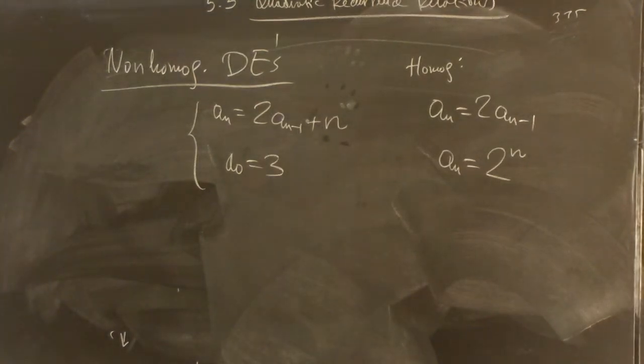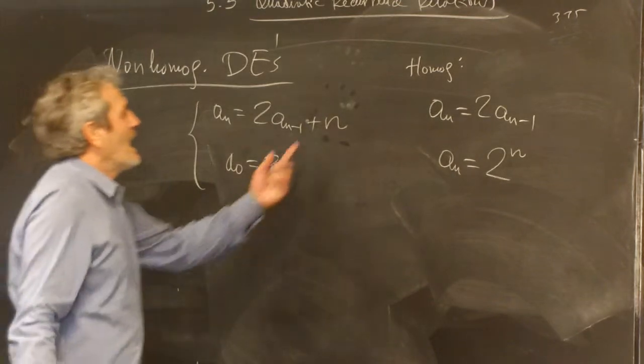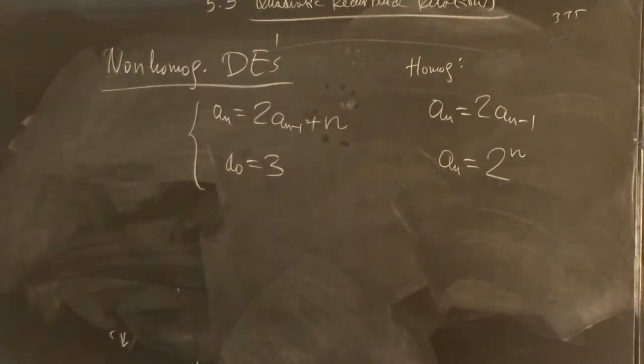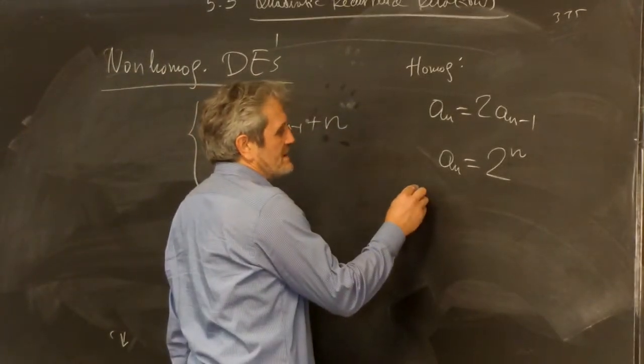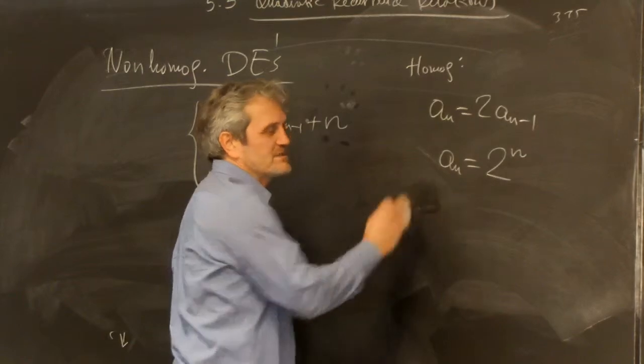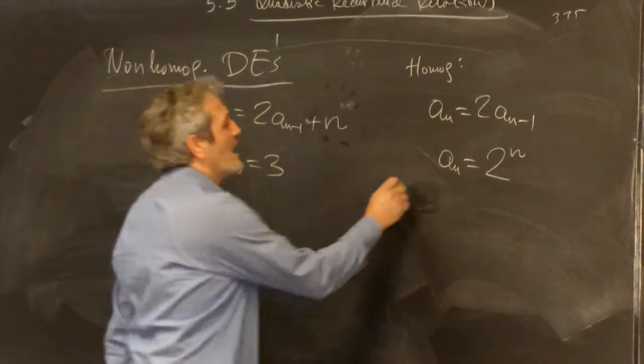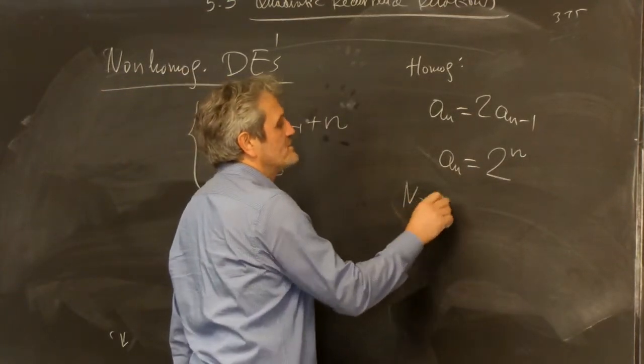Does this one satisfy it? But what is my problem? I need somehow to... Does that satisfy the initial condition? No, forget the initial condition. That comes at the end. So, what is it? My solution looks like this: a_n equals 2 to the n, but that's for homogeneous. What about non-homogeneous?